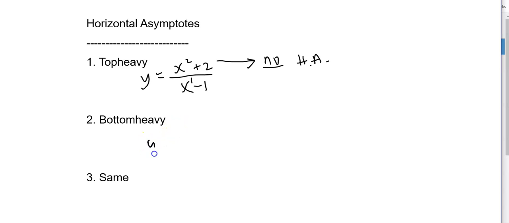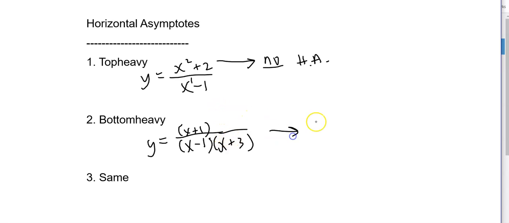So let's look at one that is bottom heavy. In this case, you might have x plus 1 in the numerator, x minus 1 times x plus 3 in the denominator. So this has a degree of 2 in the denominator, a degree of 1 in the numerator. And when this is the case, when it's bottom heavy, there is always y equals 0. So the x-axis is basically the horizontal asymptote.